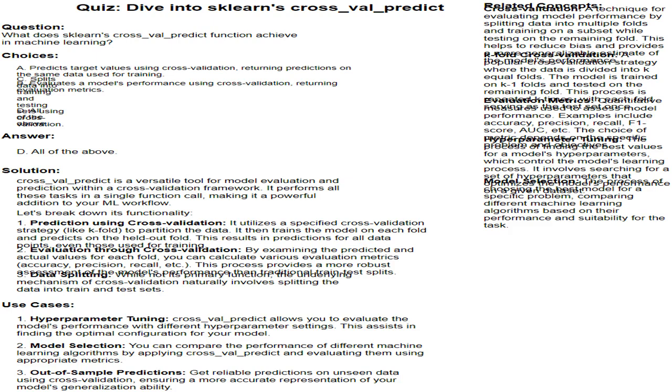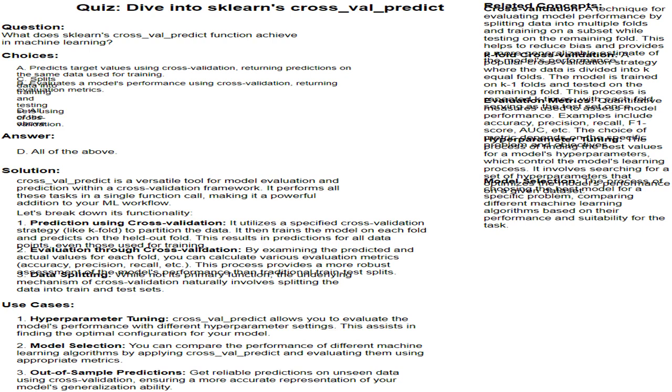K-fold cross-validation: a popular cross-validation strategy where the data is divided into k equal folds. The model is trained on k-1 folds and tested on the remaining fold. This process is repeated k times, with each fold serving as the test set once.